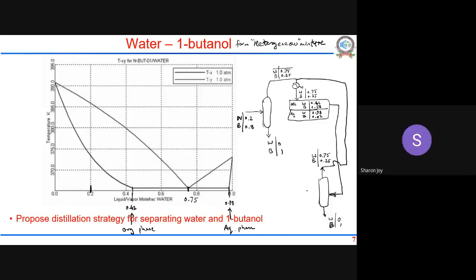Water and butanol, so 0 and 1. The same for the aqueous phase: another distillation column, and at the bottom we will get pure water, water and butanol, 1 and 0. The azeotrope at the top is sent back to the condenser. So 0.75 and 0.25, send it to the condenser or have a separate condenser. Okay, Aniruddha, what were you saying?